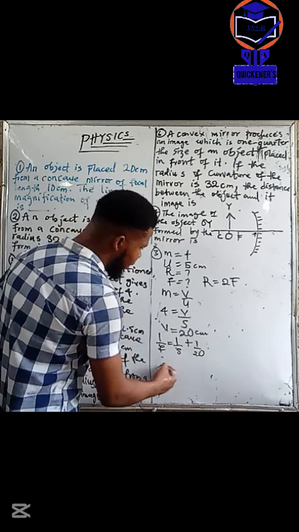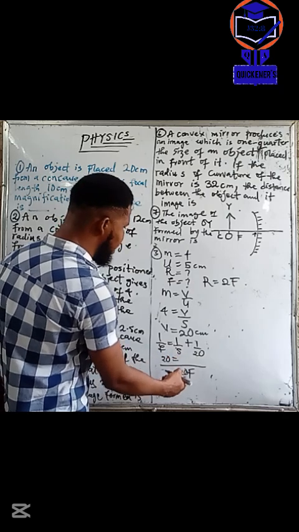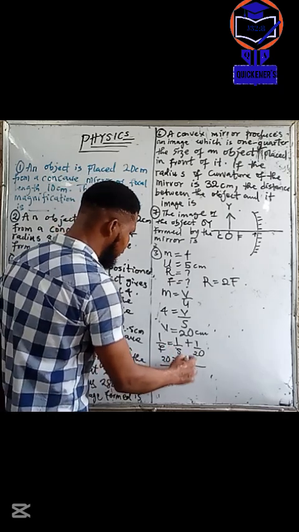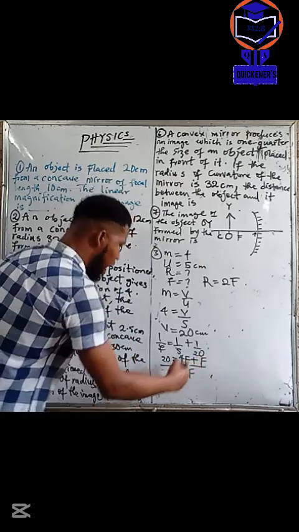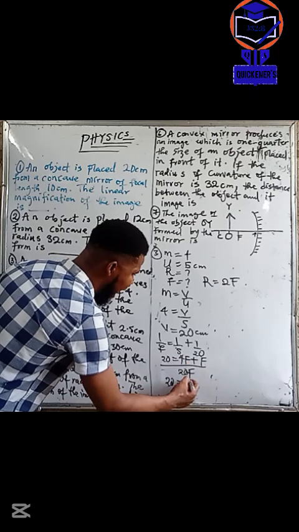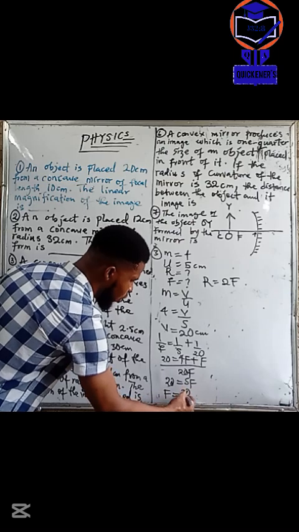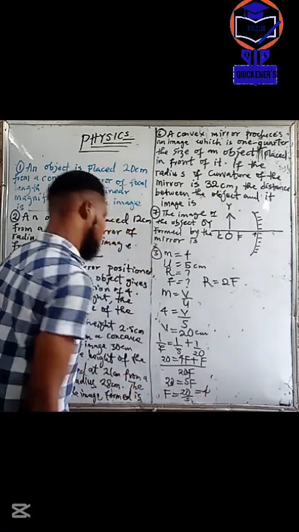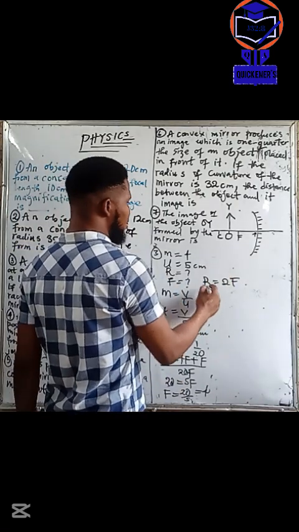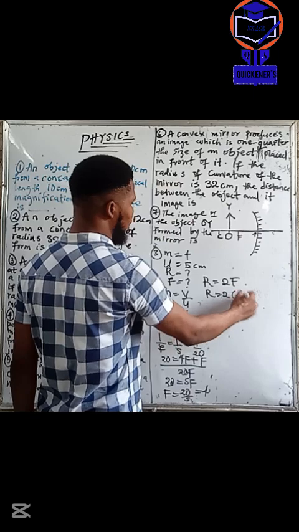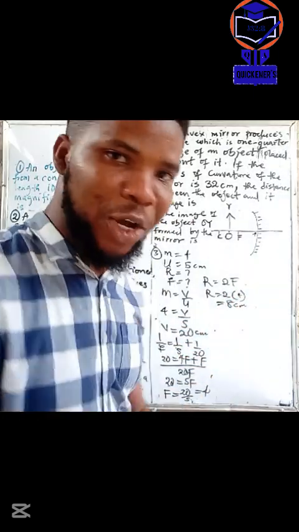Find the LCM of everything, that will be 20f. So 20f divided by f is 20, equal to 20f divided by 5, that's 4f, plus 20f divided by 20, that's f. So we have 20 equal to 5f, so f is equal to 20 over 5, which is 4. Our focal length is 4. Therefore, our radius of curvature is 2 times 4, which is 8 centimeters. So the radius of curvature of that mirror is 8 centimeters. I hope you understand.